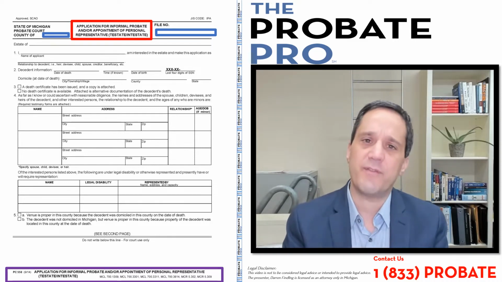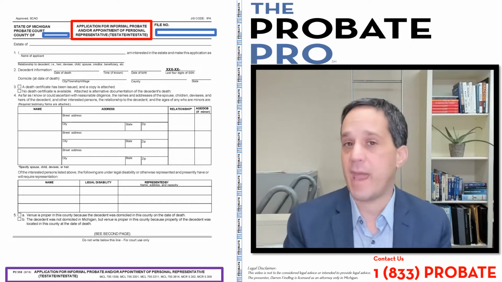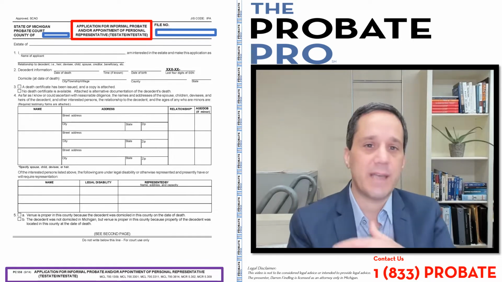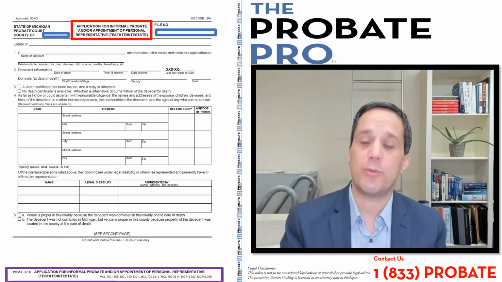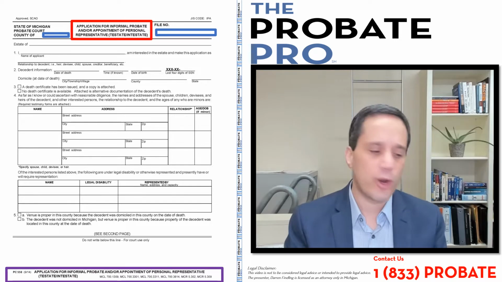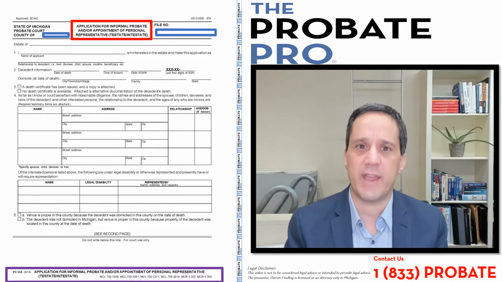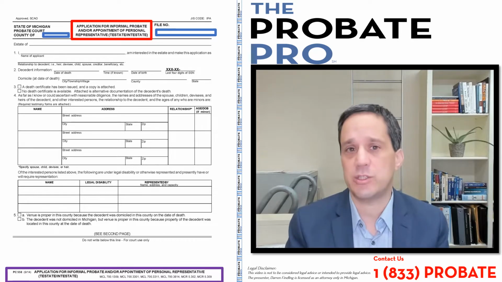The idea of informal probate is that generally this path is used when the family is in harmony. Everyone is getting along well. There are no issues that would need to be litigated. There's no disputes over the will. There are no disputes over determination of heirs. There's no fighting or dispute resolution that needs to occur.